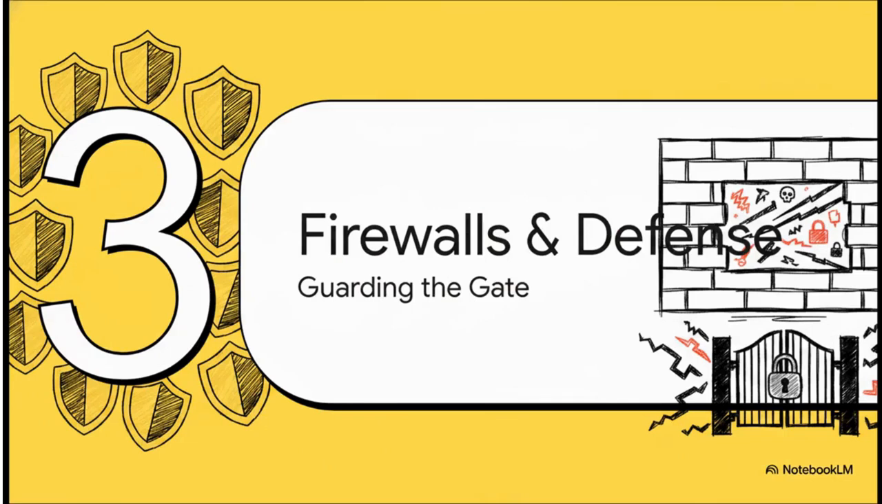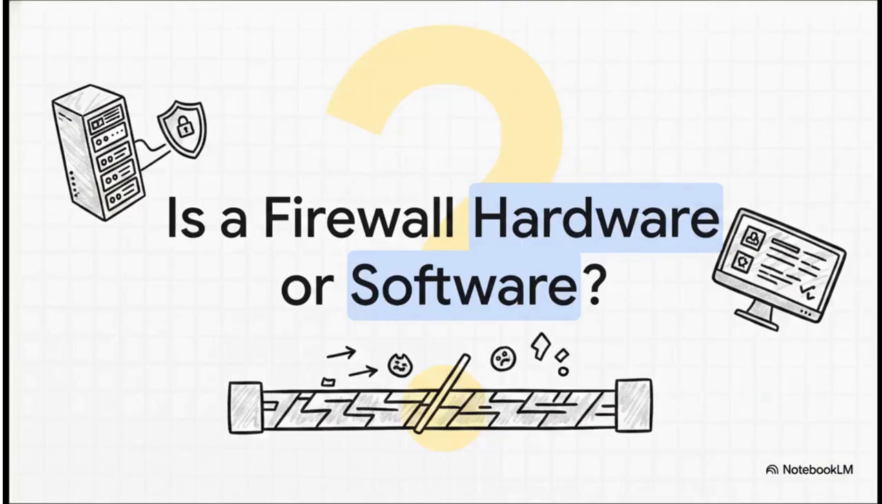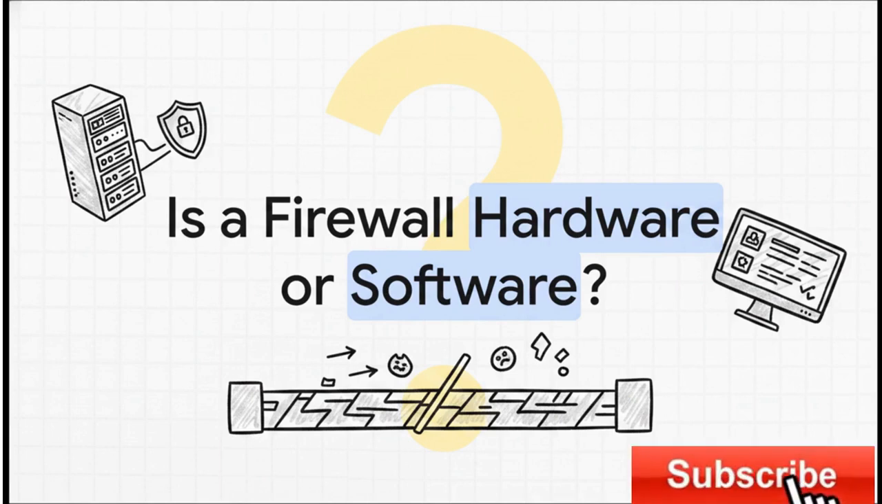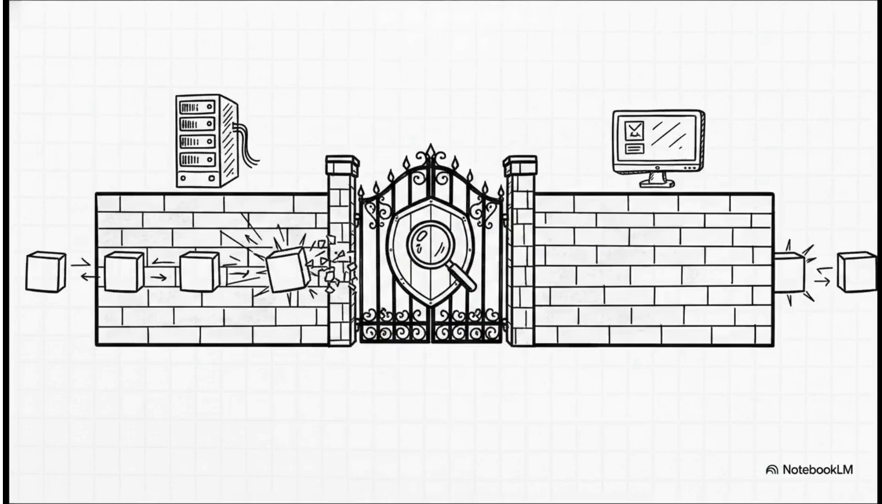All right, section 3, firewalls, your defense tools guarding the internet gate. Now here is a classic doubt that examiners absolutely love to test. Is a firewall hardware or software? I really want you to think about this core concept. Say you walk into a server room, right? Is the firewall a physical box you can touch, or is it purely a software application running on the screen? Well, guess what? It's a trick question. A firewall can be both hardware and software. It operates on both levels.